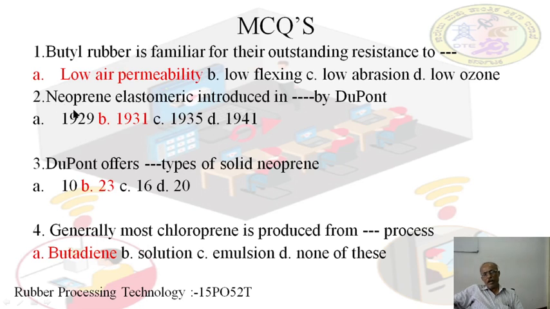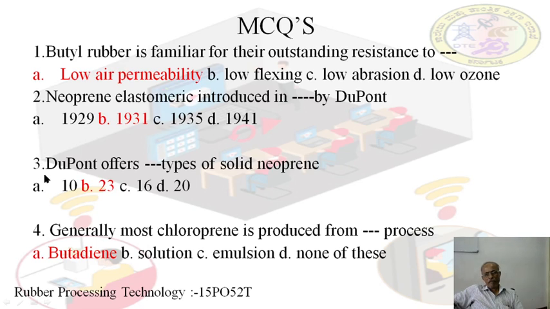Second one: neoprene elastomer was introduced in dash. Each year, neoprene elastomer was introduced by DuPont. Option A, 1929; B, 1931; C, 1935; D, 1941. So the answer is 1931. In 1931, DuPont introduced neoprene to the field.